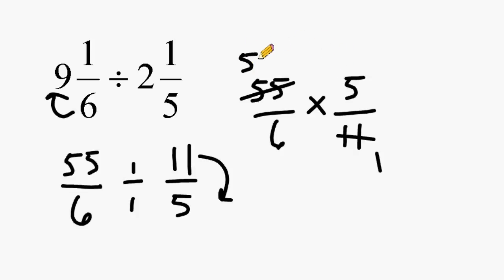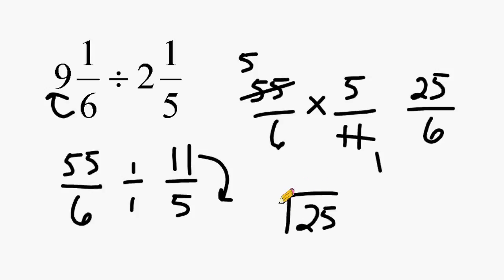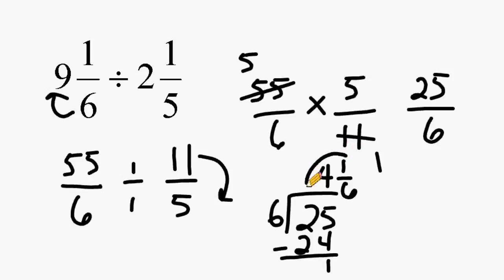Next, we multiply 5 times 5, which is 25, and then we multiply the denominators of 6 and 1 together to get a total of 6. Because we have an improper fraction for an answer, we are going to simplify that to a mixed number. So we are going to take 25 and divide it by 6. And 6 can be divided into 25 4 whole times for a total of 24. And that leaves us with a remainder of 1/6. So we would say that 9 1/6 divided by 2 1/5 is equal to 4 1/6.